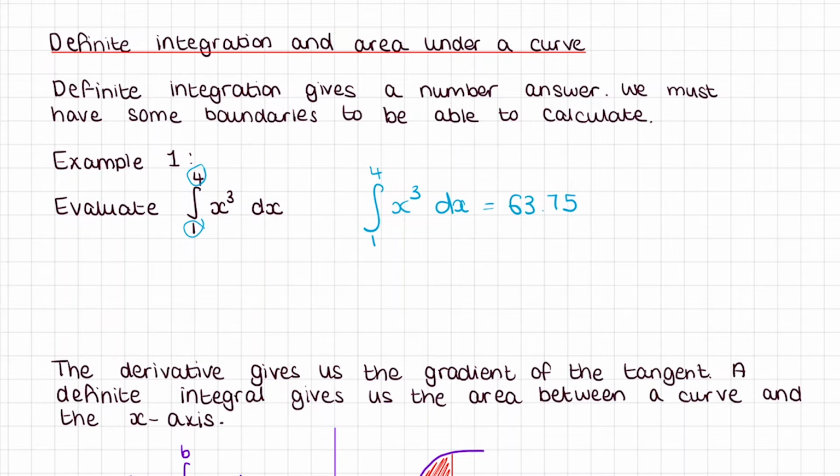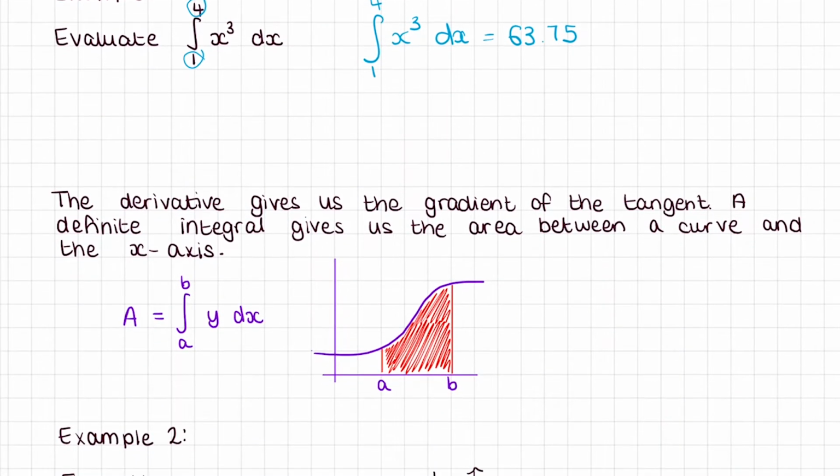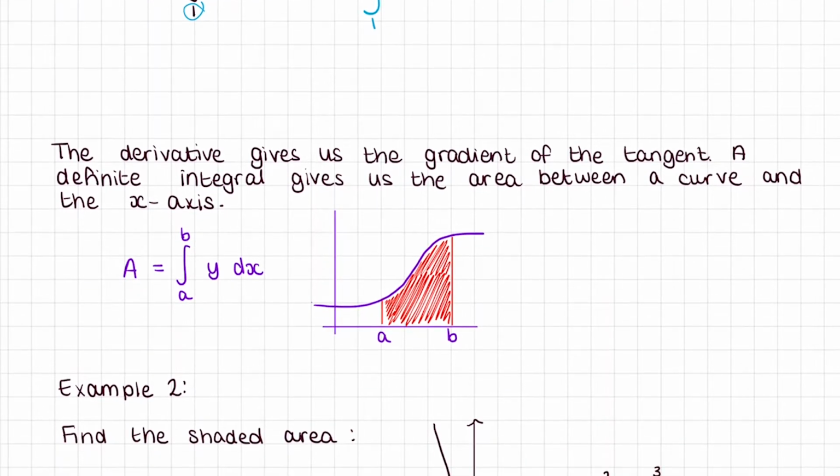Now when we've looked at derivatives, we know that gives us the gradient of the tangent. What a definite integral gives us is the area between a curve, or a straight line, or the graph and the x-axis. In the diagram here, you'll see our boundaries of a and b, either side of the area we're trying to find, and the red shaded bit is the area, and that's what the integral actually helps us find.